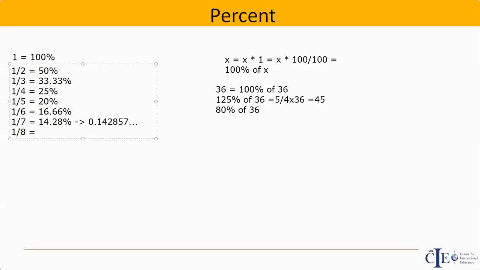So we can write 1 by 8 as half of 1 by 4. 1 by 4 is 25%. So 1 by 8 would be half of 25, that's 12.5%. You can say 1 by 8 is 12.5%. Similarly, 1 by 9, you can say is one third of one third. 1 by 3 into 1 by 3, which will be 33.33 divided by 3, and that's 11.11 recurring percent. 1 by 3 is recurring, so is 1 by 9, 11.11.